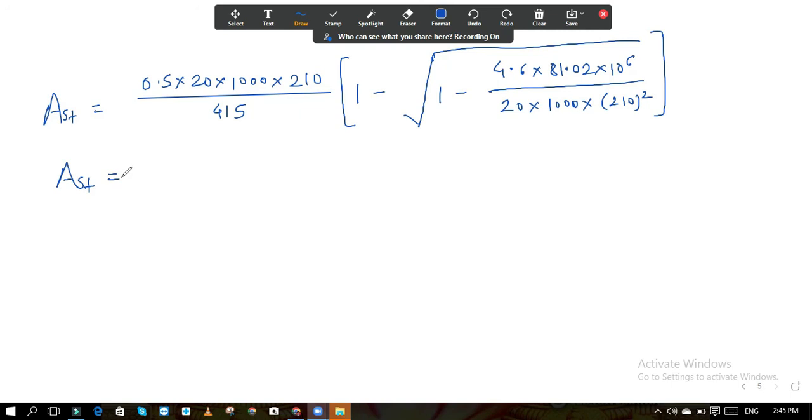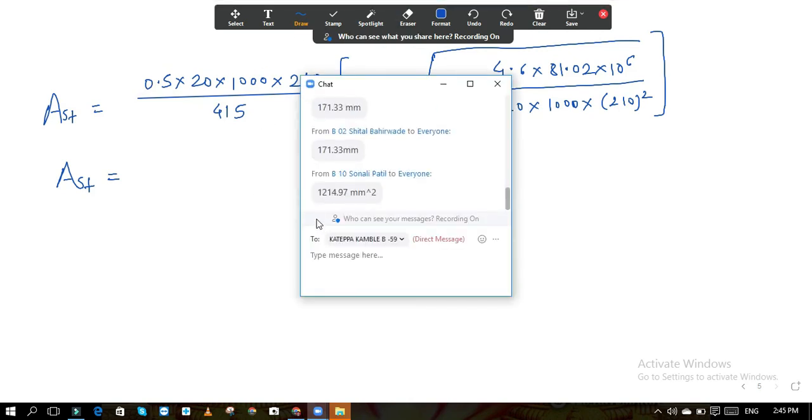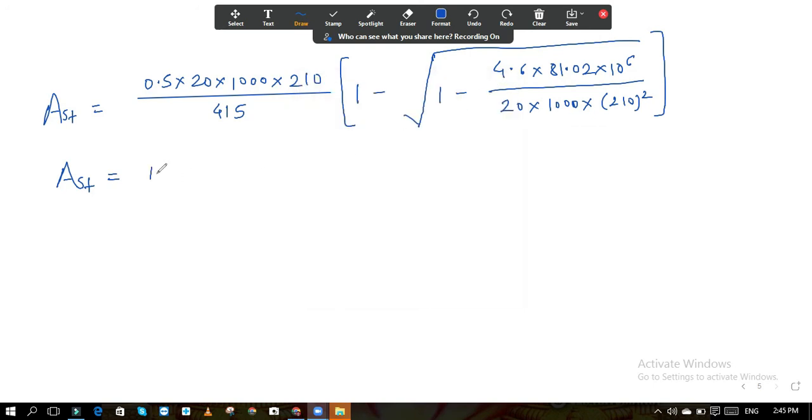Calculate the answer now. 1214.97 mm square. 1214.97 mm square. Okay. So now calculate the number of bars.